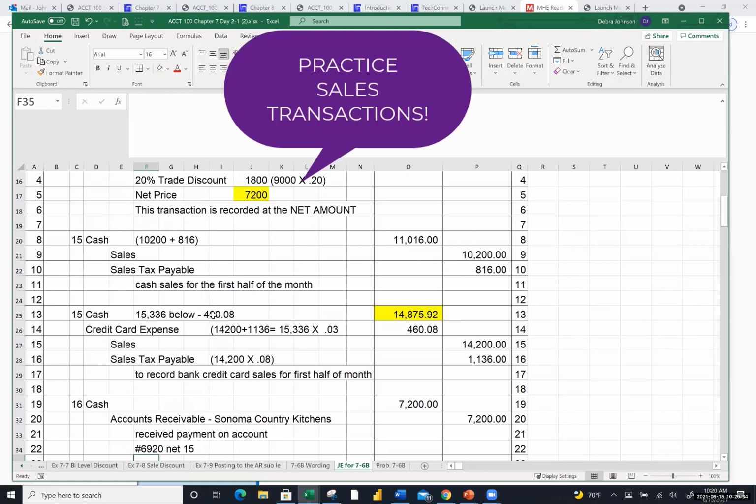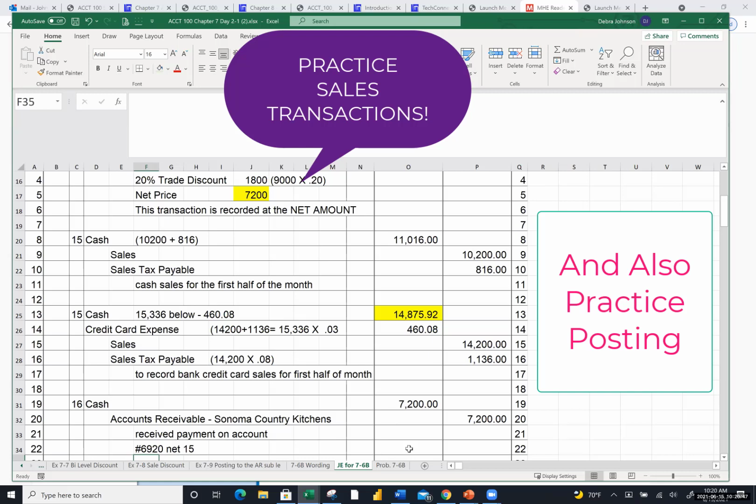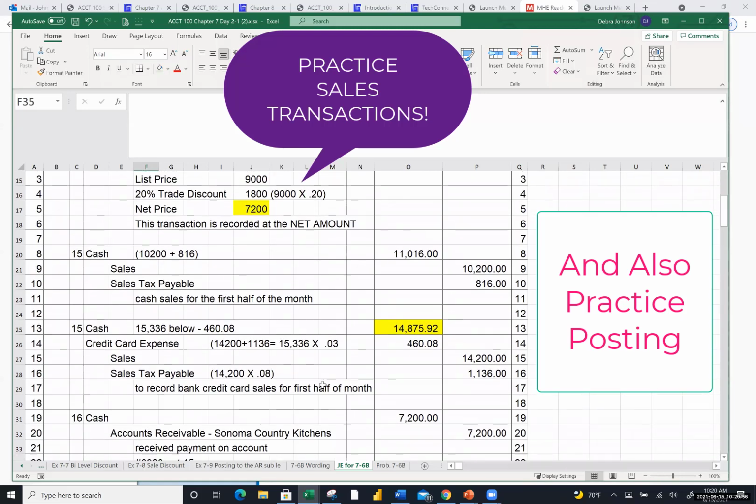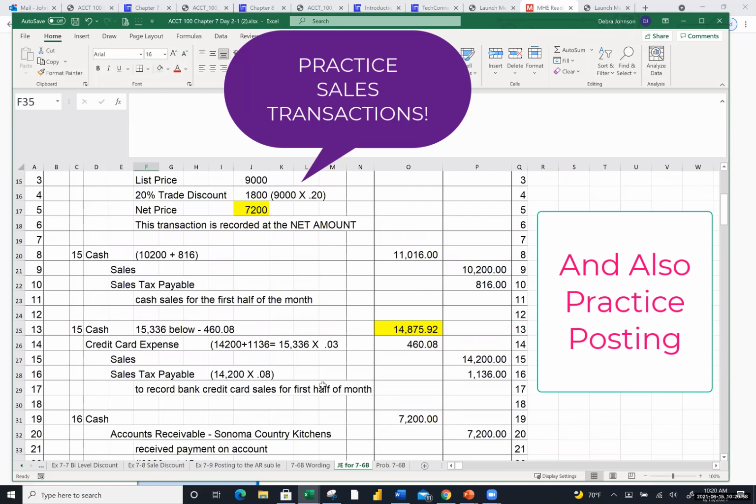So we've done, I don't know, maybe a third of it, maybe closer to half. The other thing I want you to do is practice posting these transactions. And so I made a worksheet for you on the next tab over. Before I go post a couple of these, let me give you another chance to ask questions.